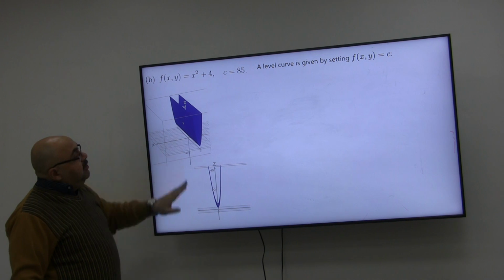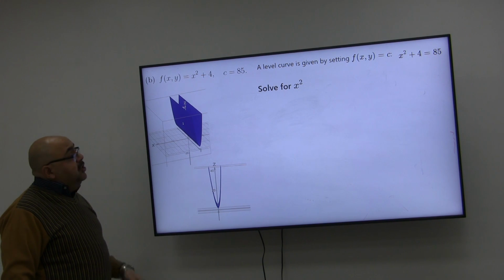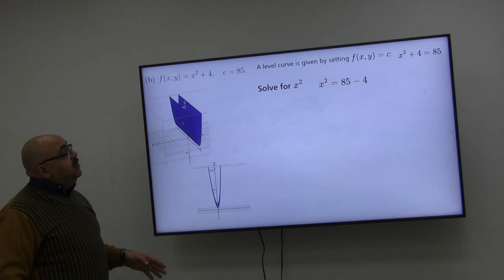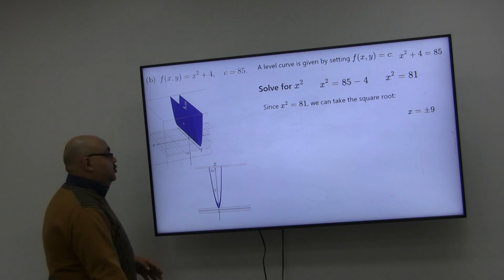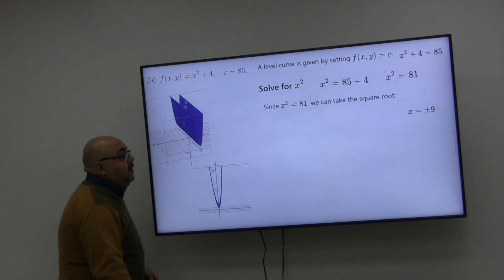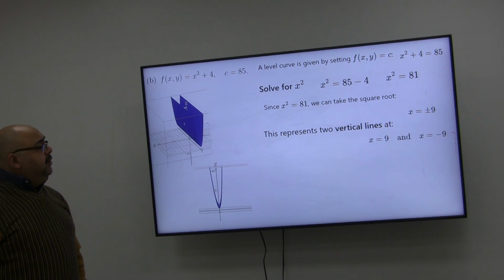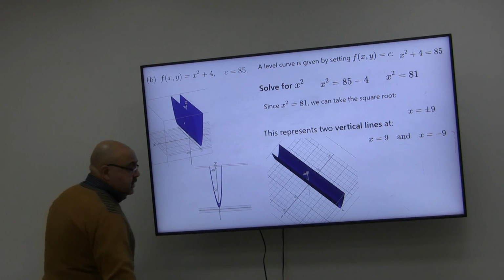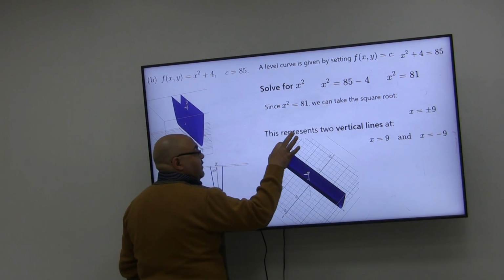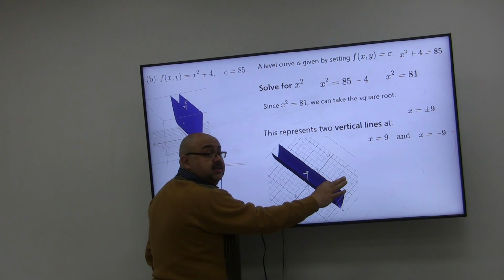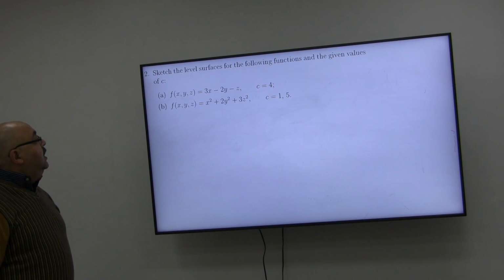Okay? So a level curve is given by putting just c, so x squared plus 4 equals 85. Solve for x squared, so x squared is going to equal 85 minus 4. x squared is equal to 81. So all you will have if you cut is just the 2 lines, x equal positive or negative 9. They represent 2 vertical lines, which makes sense. That's the shape of the parabolic cylinder. If you cut with z, you will have these 2 lines. Did you see the 2 edges? Those are the 2 edges or the 2 lines that will appear to you as a level curve.